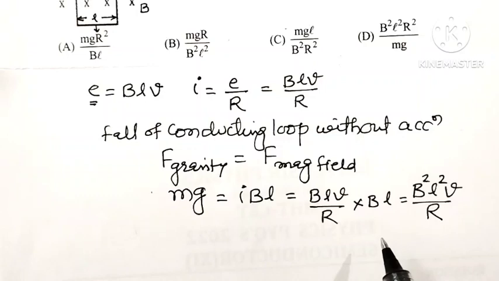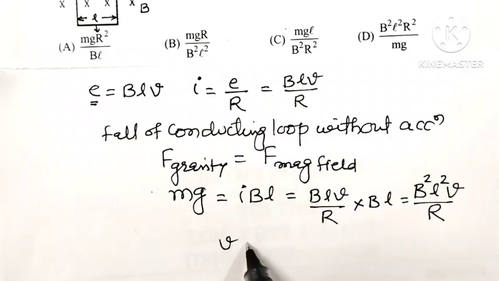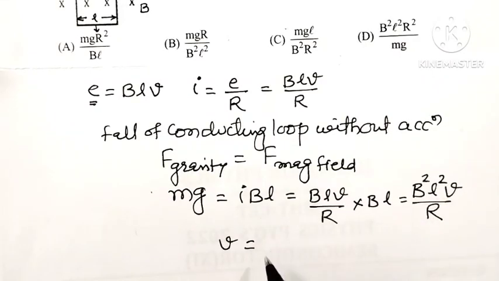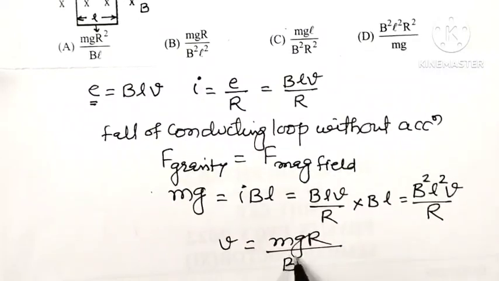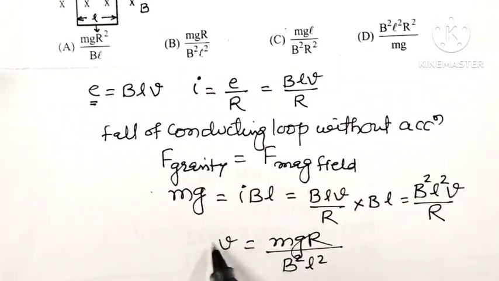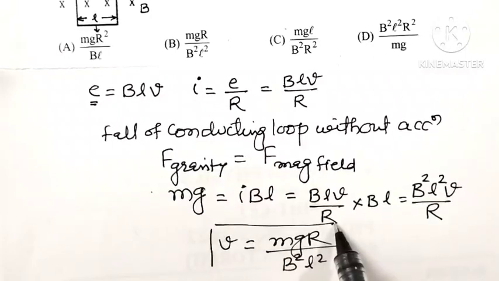B into L. So this is equal to B square L square V divided by R. Now from this, what we have to find is the value of V. So V is the velocity with which the loop is moved downward so that the loop moves without any acceleration. V is equal to mgR, this R will be taken to this side, so it is mgR divided by B square L square.